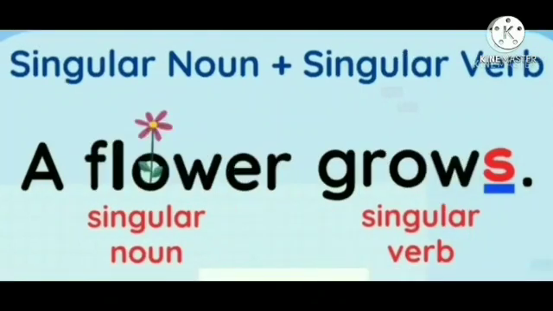Next sentence, a flower grows. A flower is a singular noun. So it takes a singular verb, grows. Here we have a singular subject and a singular verb. So the subject agrees with the verb.